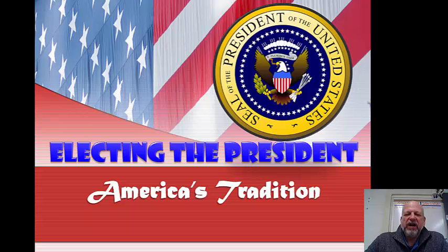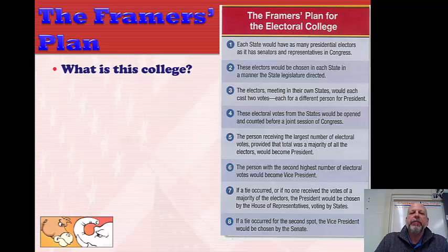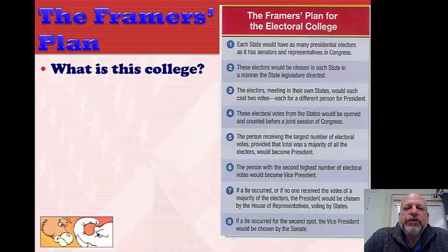What? Electing the president is a uniquely American tradition. Going all the way back to the writing of the Constitution in 1787, the framers did not want the president to be elected directly by the people, nor elected by Congress. They had to come up with a unique plan. Their solution was the Electoral College.